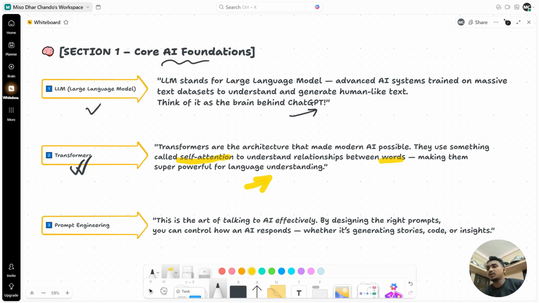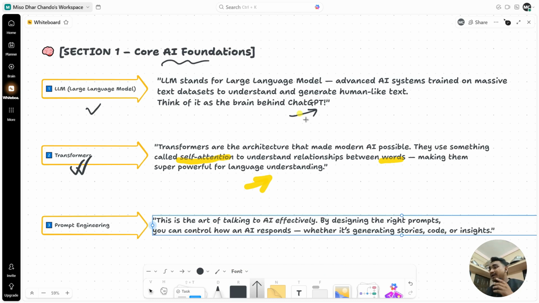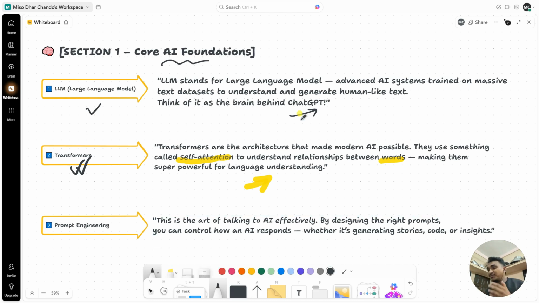The third one is prompt engineering. This is the art of talking to AI effectively, communicating with the AI by designing the right prompt. By designing the right prompt, you can control how an AI responds, whether it generates stories, code, or insights. If you give a good quality prompt, you may get good results. So this is section number one, where we saw LLMs, transformers, and prompt engineering.